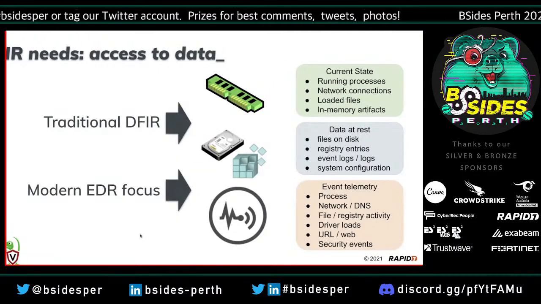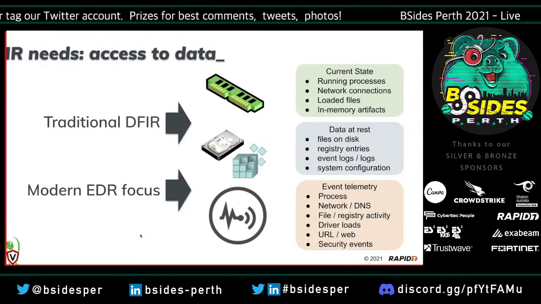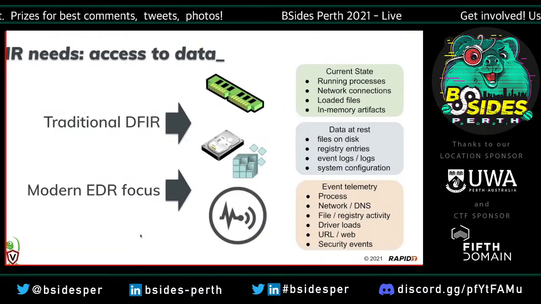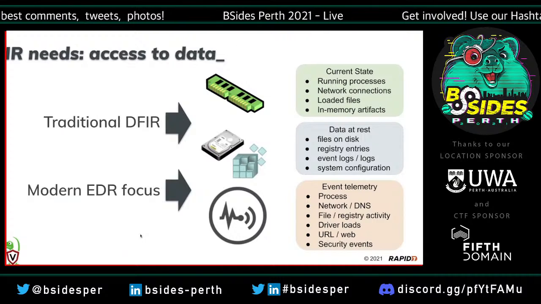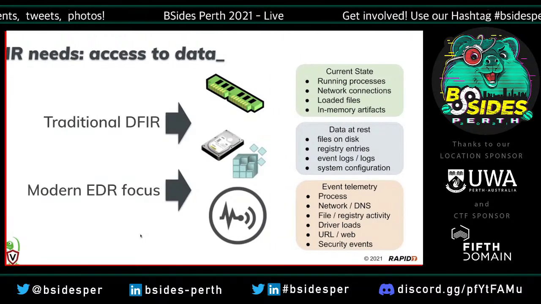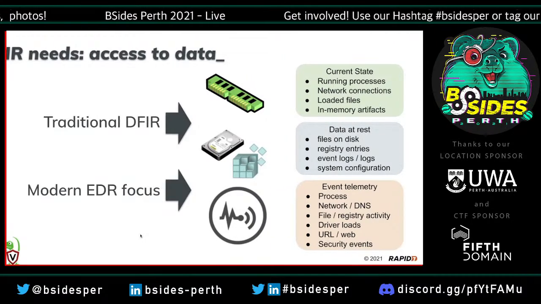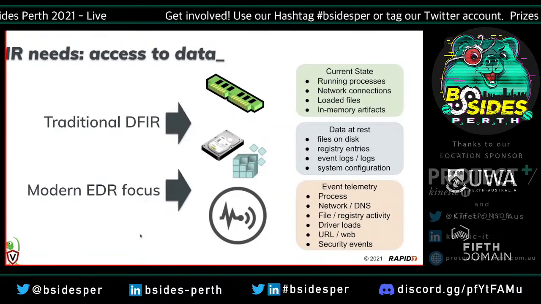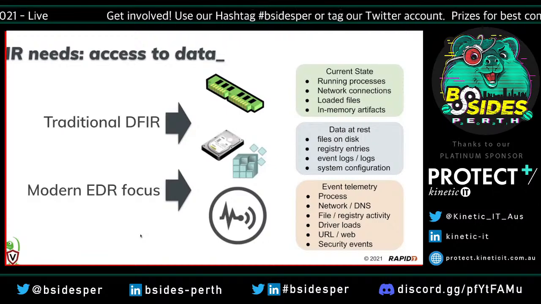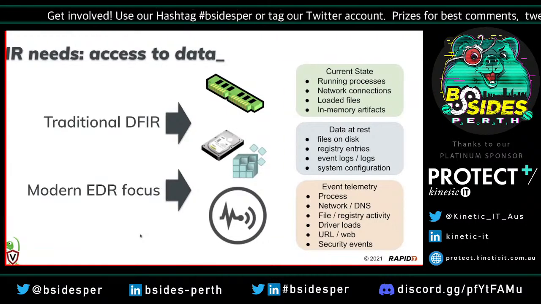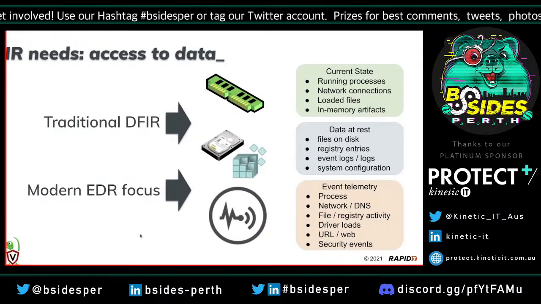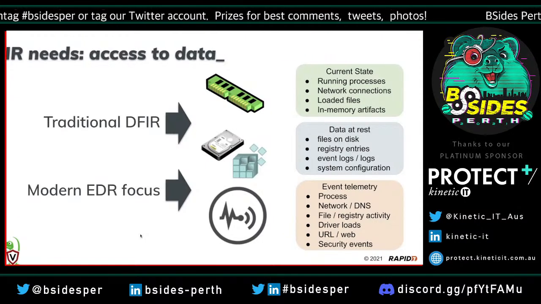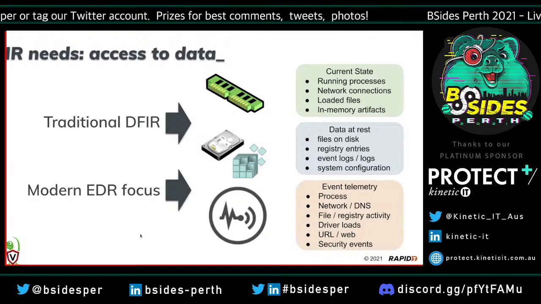So the next area I'd like to cover is some incident response needs. And here you can see is access to data. This is a primary need of IR, where essentially you've got your traditional digital forensics and incident response data at the top, which is volatile data, like in-memory artifacts, running processes, network connections, all of that stuff. In the middle section, you've got your static data. So think of that as your logs on disk, your file system, your registry, event logs, that kind of stuff. That's more your traditional disk forensics.